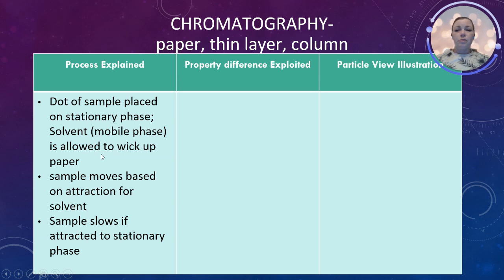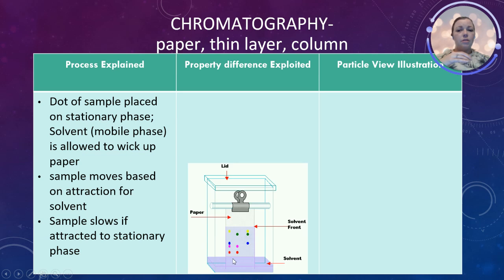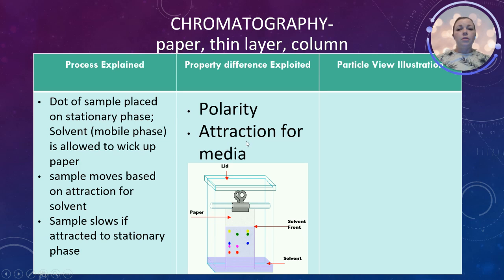The solvent, which is the mobile phase, is then allowed to wick up your stationary phase. If it's paper, you would usually put it down inside a beaker, and then the solvent would move up. The sample moves with the solvent if it's attracted to the solvent, or it is slowed if it's more attracted to the stationary phase. So this is what this looks like. Here's your solvent. The paper is allowed to be down in the solvent, and then your spots are moving slower or faster based on the amount of attraction they have for the solvent versus the paper. So you're taking advantage of polarity and IMFs in general here because of the attraction for the media.